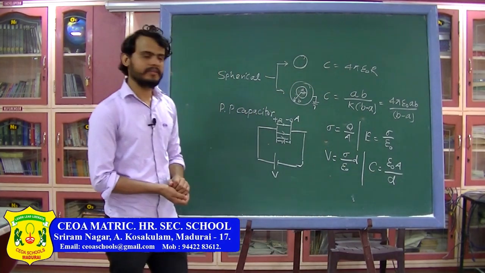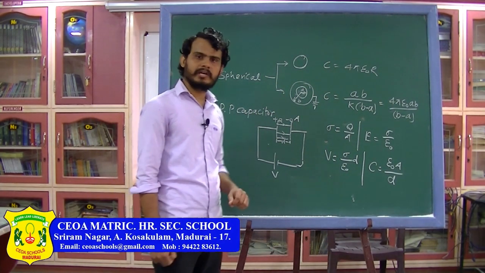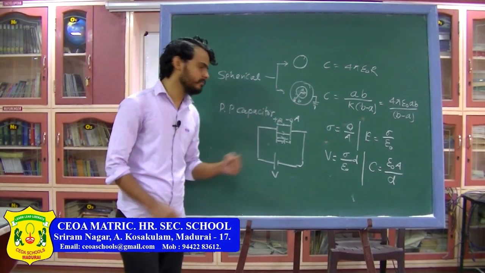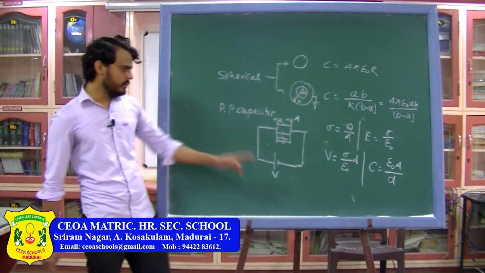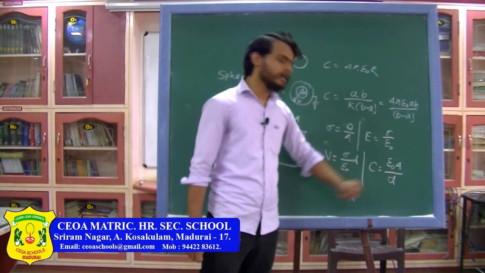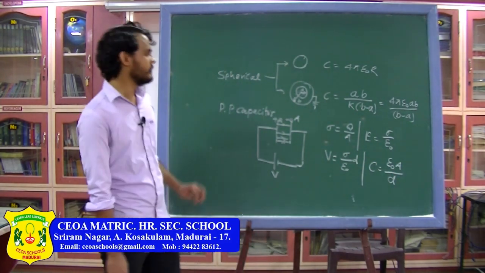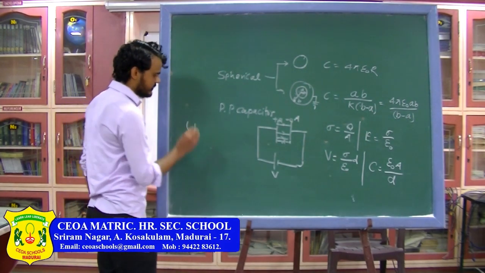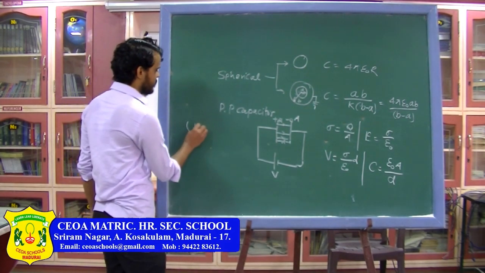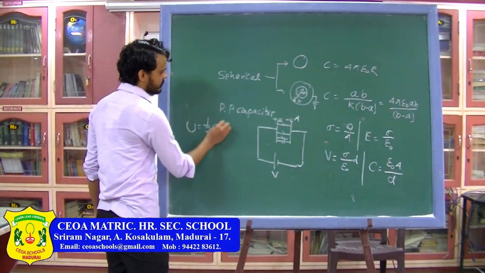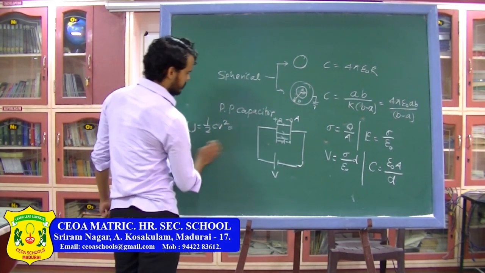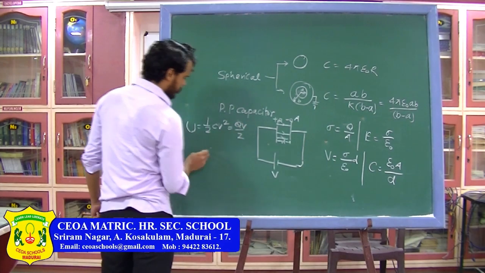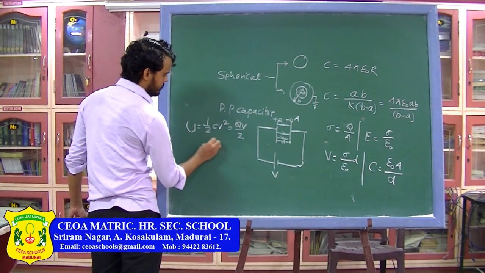As I told in the previous class also, capacitance does not depend on the charge of the conductor and it does not depend on the voltage or potential of the conductor. It only depends on the shape, size and medium of the capacitor. After this, we derived another formula, which is the energy stored in the capacitor. The energy stored in the capacitor we found to be half CV square, which can be written as QV divided by 2, or also as Q square divided by 2C.